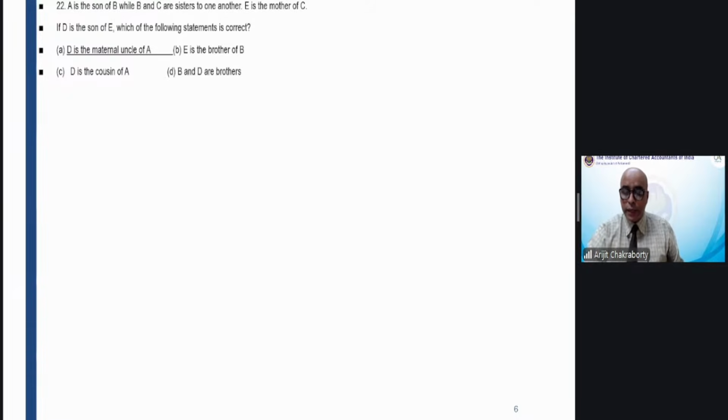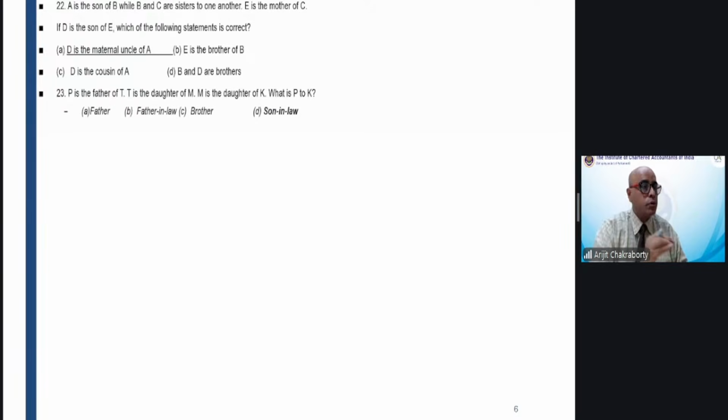So we see that here A's mother is B and B's brother is D. So automatically D becomes the maternal uncle of A. So D has to be the maternal uncle of A. Here A is in the lowest level, above A there is one generation where we have three siblings B, C, D, and above all of them is E. E is the grandmother of A, two generations. I hope you are able to clearly understand this too.